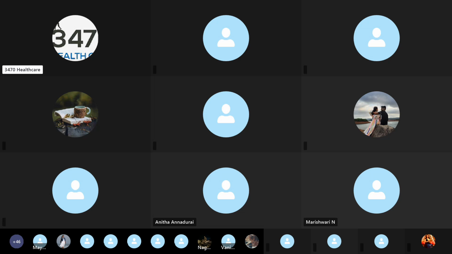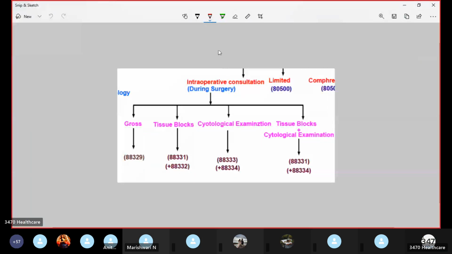Then intraoperative consultation. During surgery, the surgeon makes a call to the pathologist. The pathologist comes into the operating room. Then what is he doing? He is taking the sample, looking through the eye and giving the result. It is for gross examination. Seeing through the eye and giving the result is gross. And he takes the sample and makes it into small pieces, then he looks at the findings.